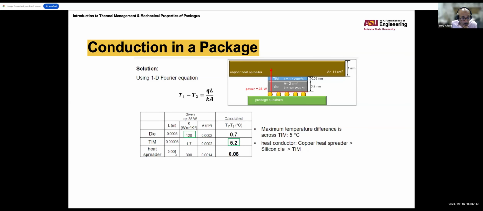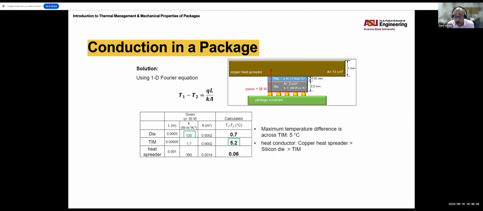Now, finally, when we get to our heat spreader, it's 1 millimeter, thermal conductivity 400. And the area was given as 14 square centimeters. That comes out to be 0.0014 square meters. We get a temperature difference of 0.06. So that spreader is just removing the heat very efficiently from that interface.